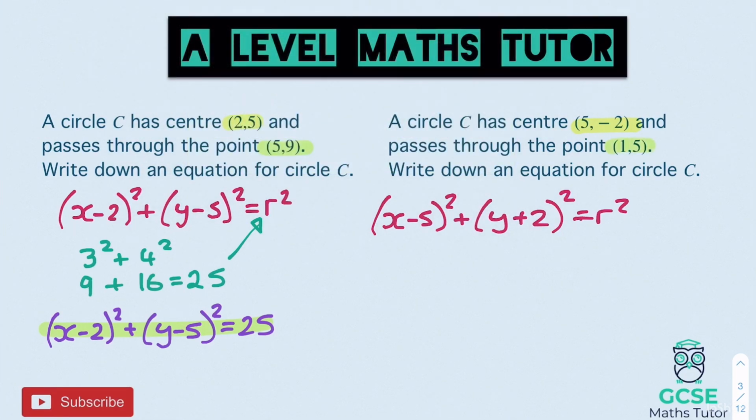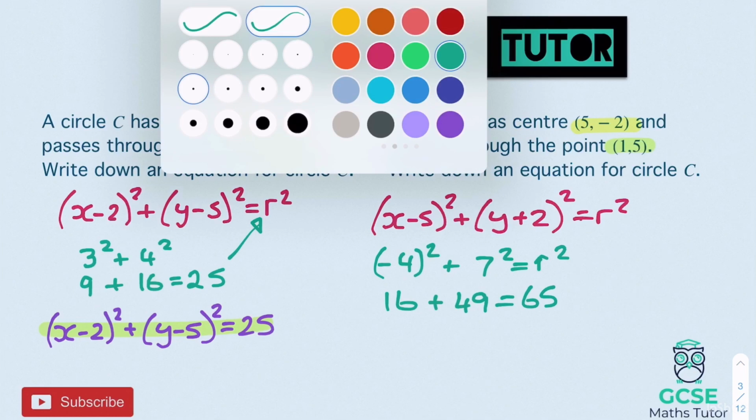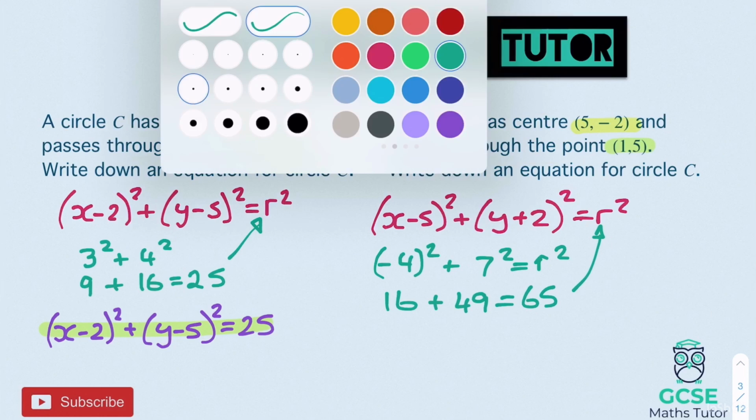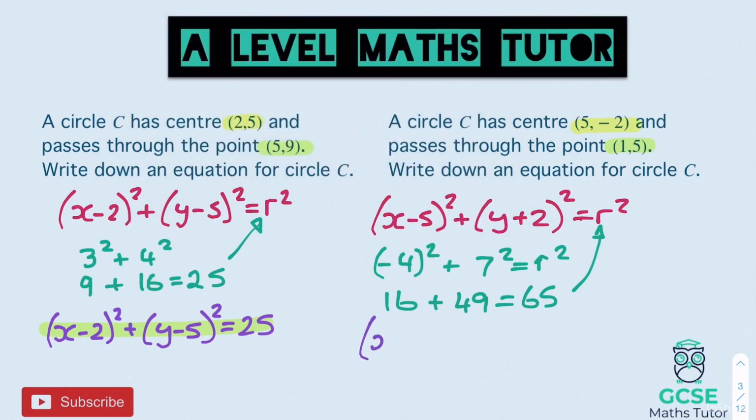It's 1, 5. So if we sub that point in, we get 1 minus 5, which is negative 4 squared. Careful to put your negatives in brackets. And then we have 5 plus 2 squared, so 7 squared. And that's going to equal the radius squared in this case again. Negative 4 squared is 16. 7 squared is 49. And if we add those two together, we get 65. So there we go, finishing off our equation. We just need to plug that value back in where r squared is, and that will give us an equation which is (x − 5) squared plus (y + 2) squared.